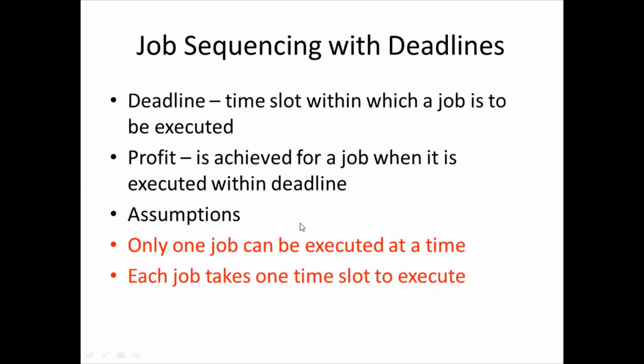There are certain assumptions based on which this problem is solved, and the assumptions are as follows. The first assumption states that only one job can be executed at a time, or in other words, there is no parallel tasking, or more than one job cannot be executed in a particular time interval. The second assumption states that each job can take only one time slot to execute, or in other words, every job cannot take more than one time slot to execute and finish its job.